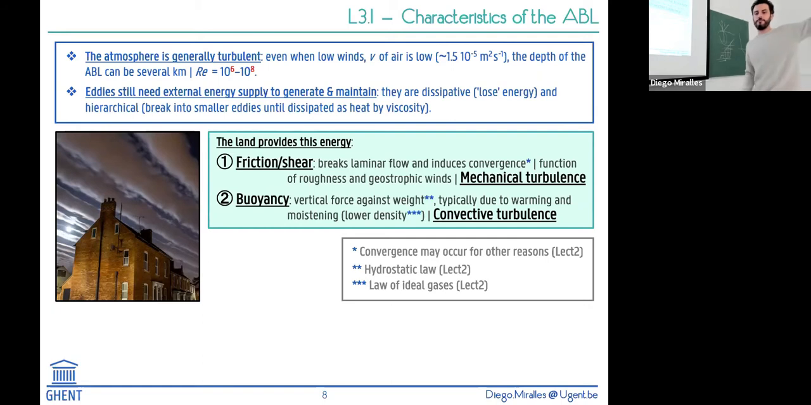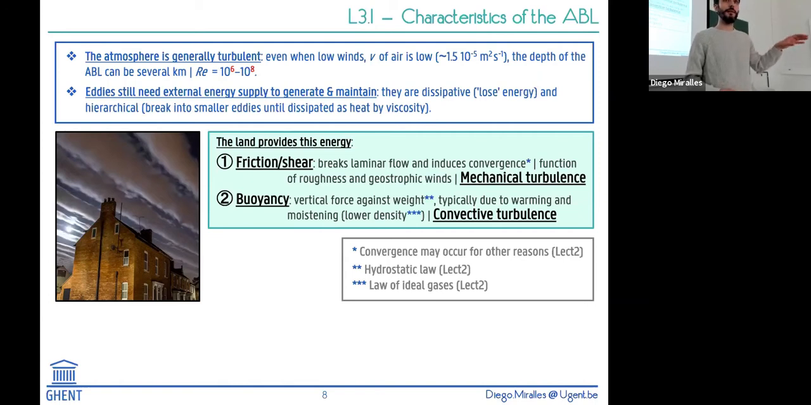So friction and buoyancy are the two means by which the land surface essentially breaks the laminar flow, causes turbulence, causes parcels of air to move up, and generates all this convection in the atmospheric boundary layer that gets it to grow, right? So it's the land surface that makes the boundary layer, right?